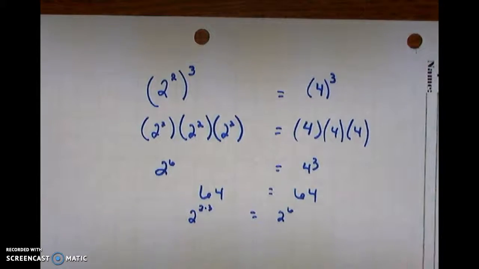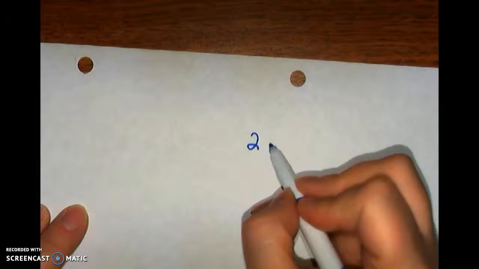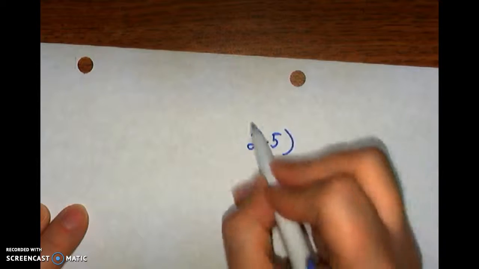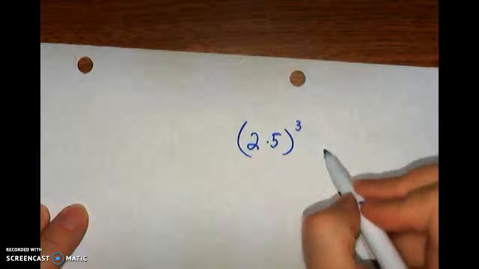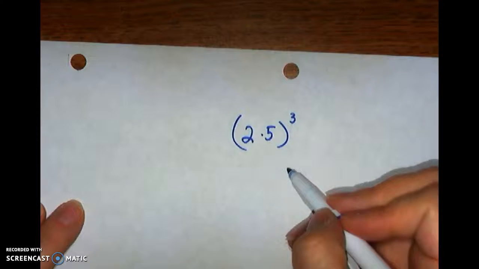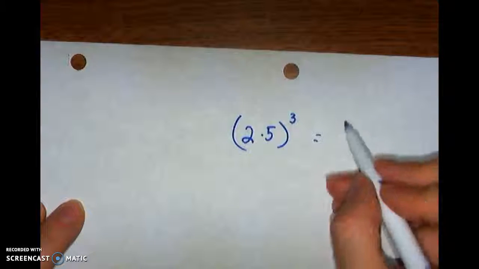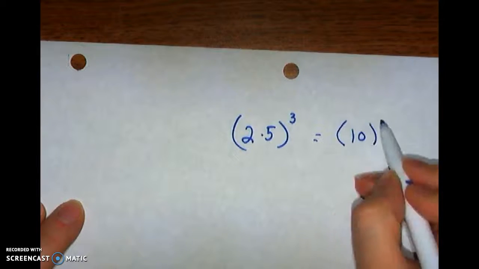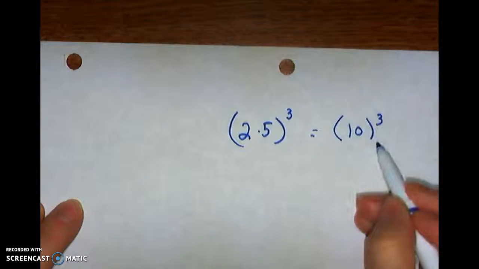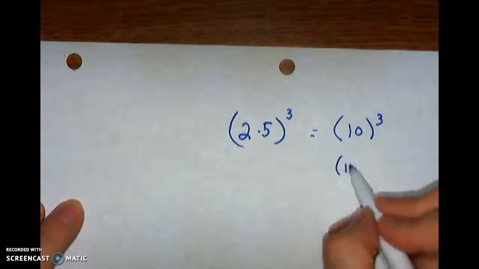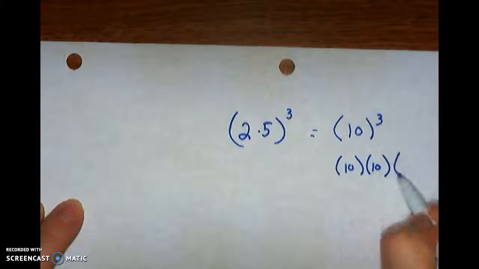Now, what if I had 2 numbers in those parentheses? What do you think we would do there? 2 times 5 to the third. We could multiply the 2 times the 5, and what do we get? We get 10 to the third. What does this mean? 10 times 10 times 10.